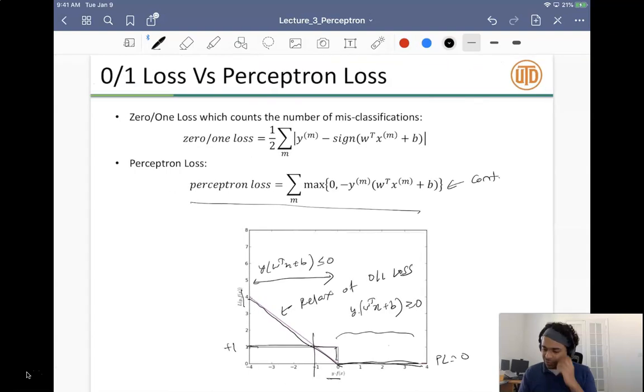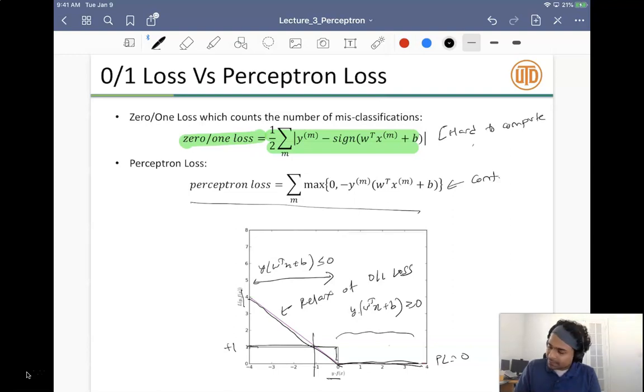If you recall from last time, we discussed the 0-1 loss, and we said that the 0-1 loss is hard to optimize. It is hard to compute gradients. In contrast, we saw a relaxation of the 0-1 loss, which is actually continuous but not differentiable.